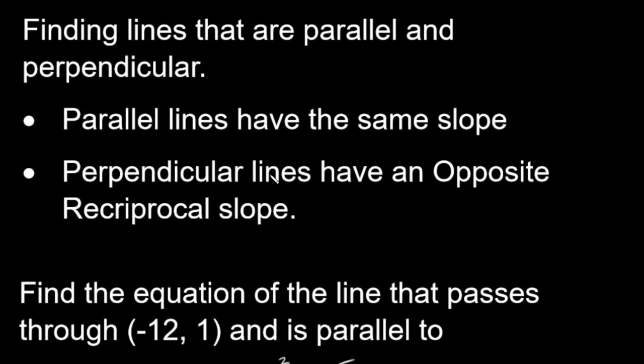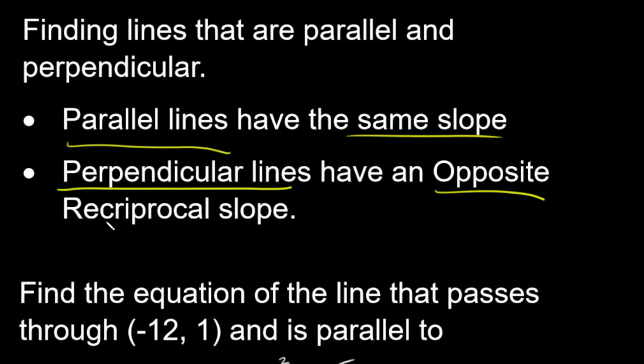All right, so finding lines that are parallel and perpendicular. Parallel lines have the same slope. All right, same slope. That's the key words here. Parallel lines have the same slope, and perpendicular lines have an opposite reciprocal slope of each other. Now, opposite means that if it was positive, the perpendicular line will have a negative slope. Or if the original was a negative slope, the perpendicular line will have a positive slope. So opposite changes between positive and negative. Reciprocal flips it like the fraction upside down.